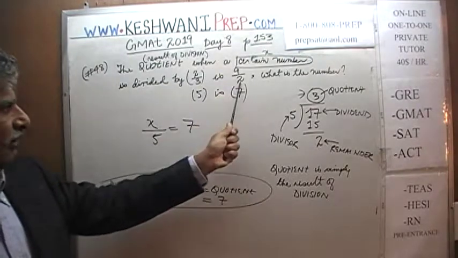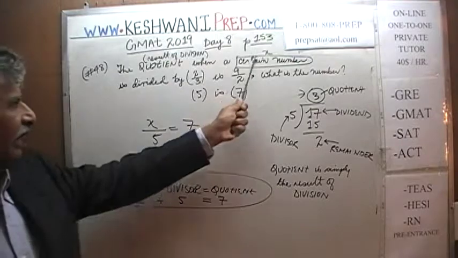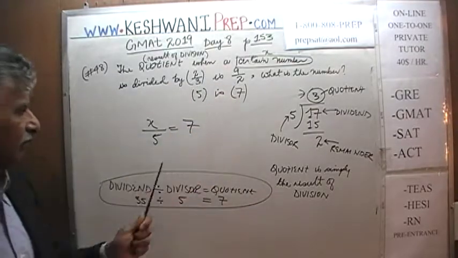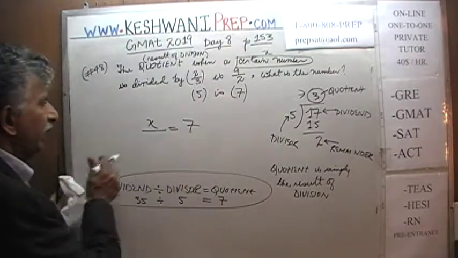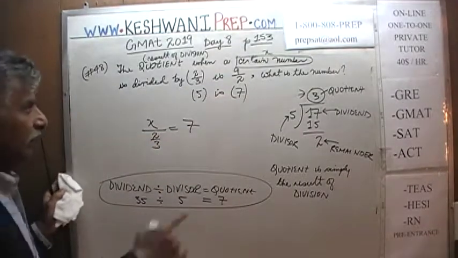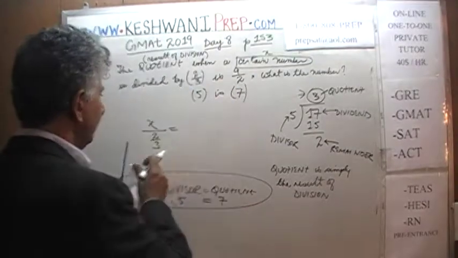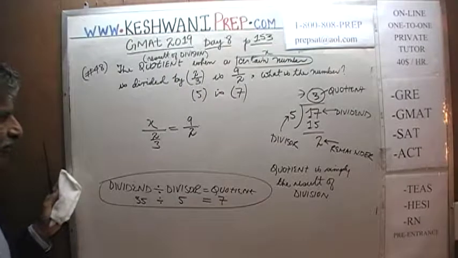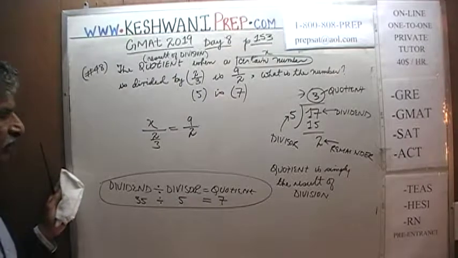The quotient is going to be 9/2. When a certain number x is divided by 2/3, the result, the quotient, is 9/2. So we're going to divide this x by 2/3. And we are told that when we do that, the result is going to be 9/2. And that's what it is. If you understand that part, the rest is very easy. The rest is very straightforward.